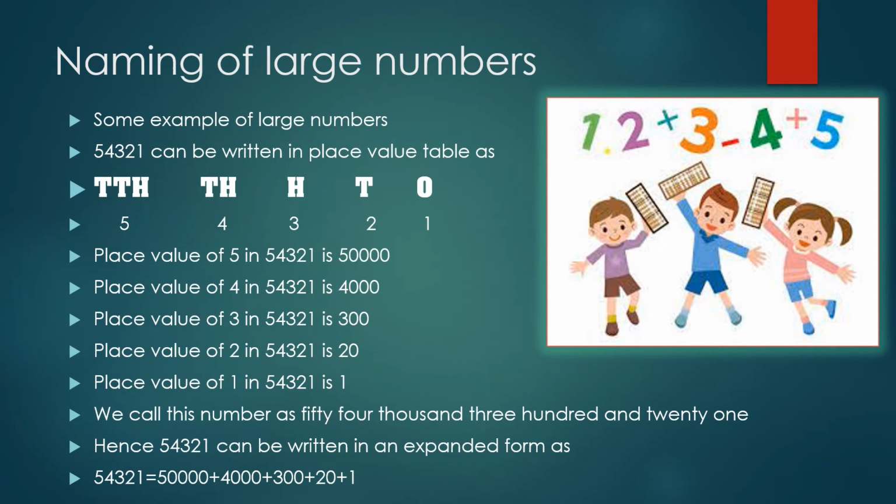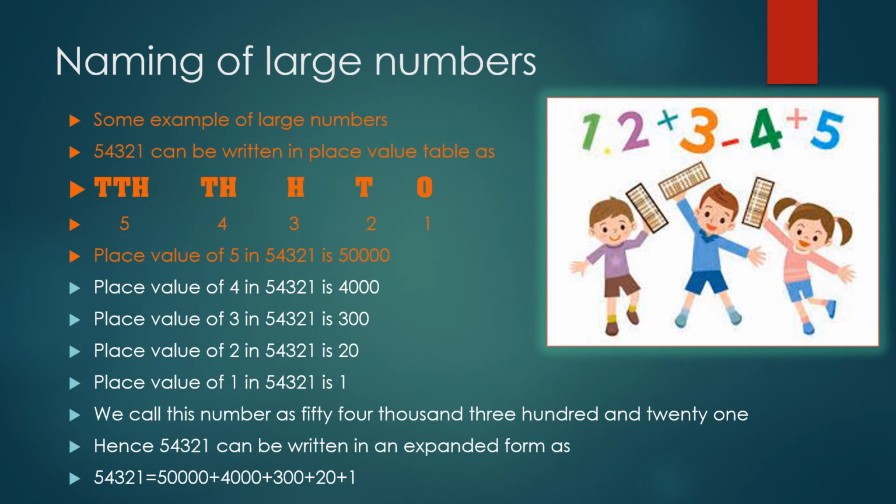Now, for naming large numbers, we have some examples. Like we take 54,321. How can we read this with the help of a place value table? Now we put 54321 in a place value table as shown in the picture. In this picture we can say that there is 1 one, 2 tens, 3 hundreds, 4 thousands and 5 ten thousands. So the place value of 5 in 54321 is 50,000.